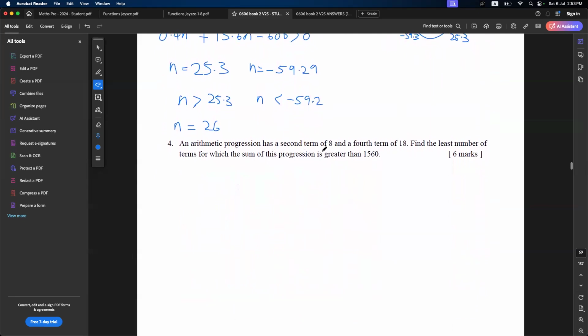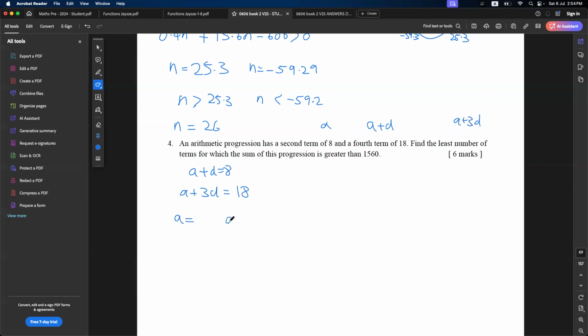An arithmetic progression has a second term of 8 and a fourth term of 18. So what equation will I form here? Second term, fourth term. I told you already, it's this. First term is A, second term is A plus D, third term, fourth term, A plus 3D. The second term is 8, so A plus D is equals to 8. And then A plus 3D is equals to 18. Solve for A and D first.